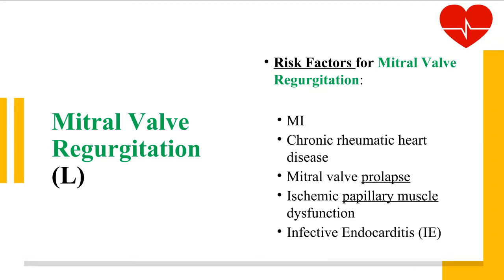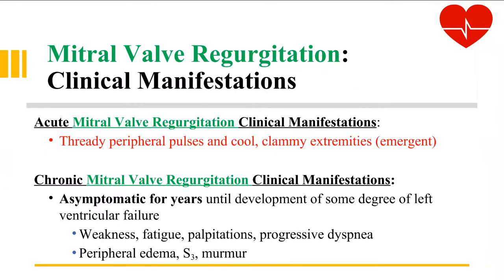So we're going to talk about the difference between acute and chronic mitral valve regurgitation. So acute mitral valve regurgitation happens when there's like a sudden pressure or volume in that pulmonary bed, okay?